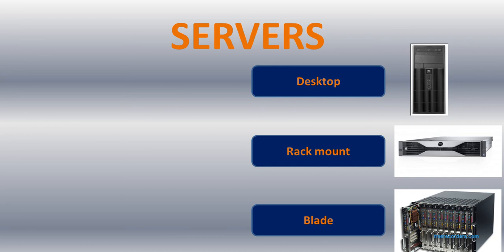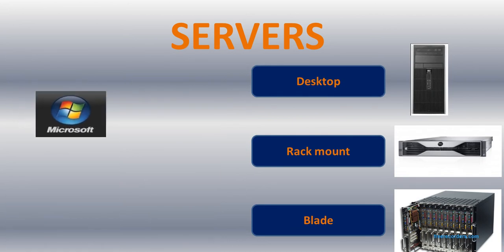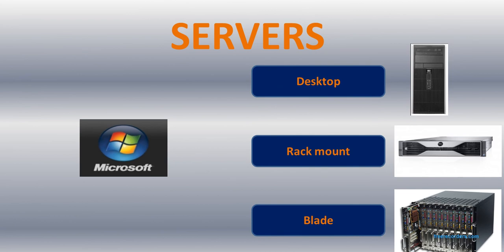Now, the hardware is just half the puzzle. I can install Windows 7 on one of these rack mount servers and still all I have is a very expensive desktop computer. The other piece of the puzzle is the operating system. The combination of hardware and operating system is what really makes it a server. And the people who make these operating systems are people like Microsoft and Linux and Unix and IBM and Novell. And I threw Apple in there for good measure. In this course, we're going to be focusing mainly on the Microsoft servers.